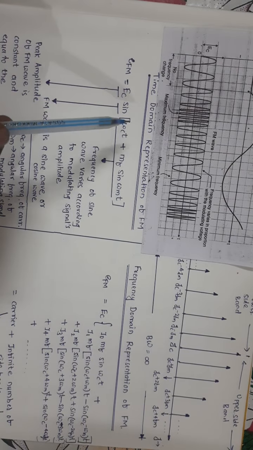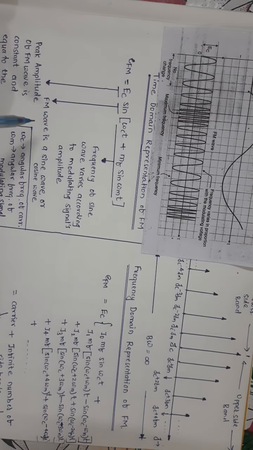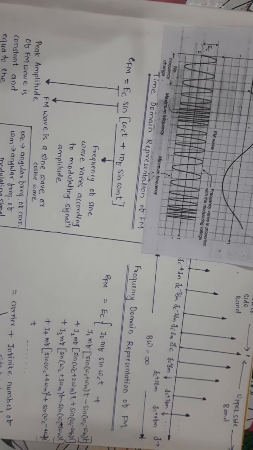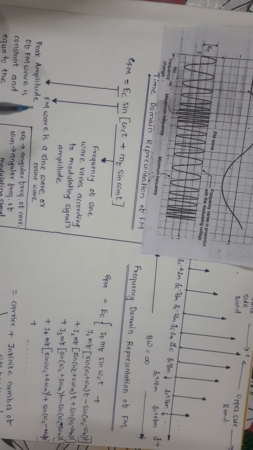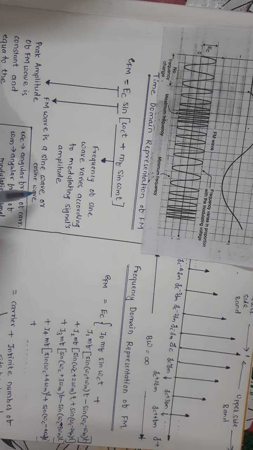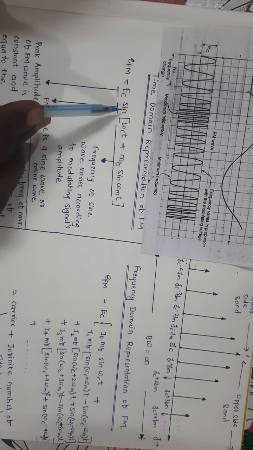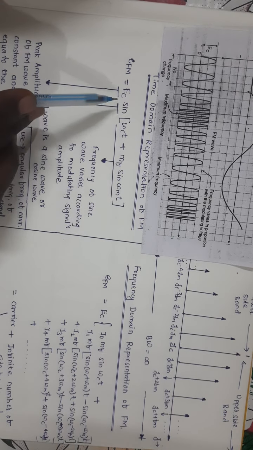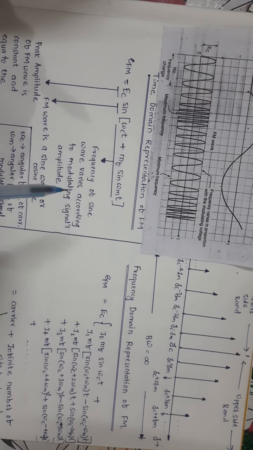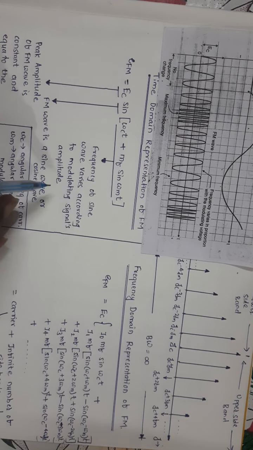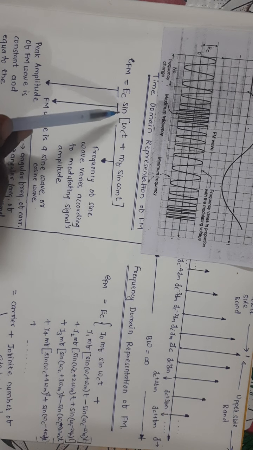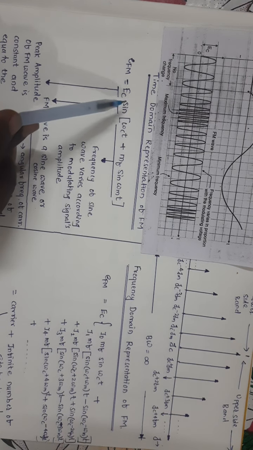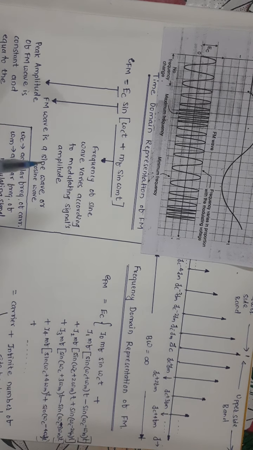Now if we observe the second term, that is sine. So this sin itself indicates that the FM wave is a sinusoidal wave. This sine symbol indicates that whatever the FM wave, it is a sinusoidal wave. It may be a sine wave or a cosine wave, but for a sinusoidal wave we are using this notation, that is sin.